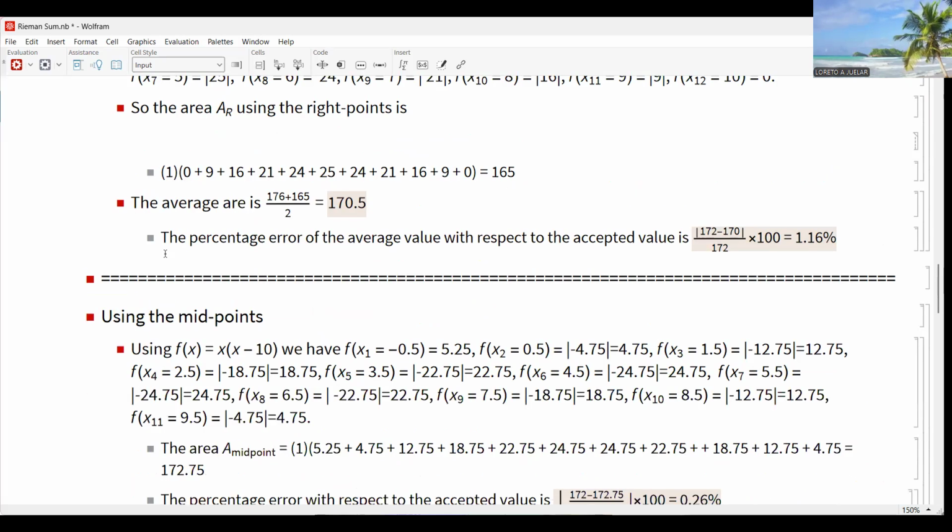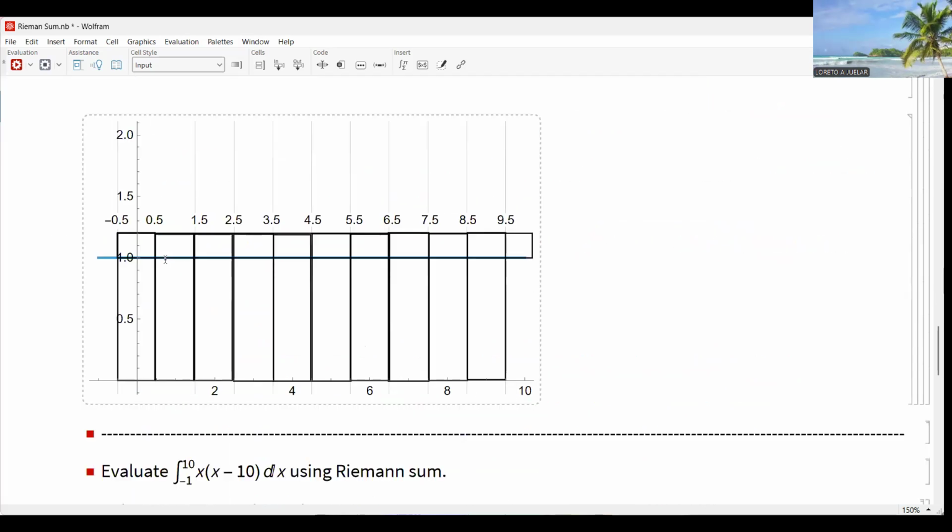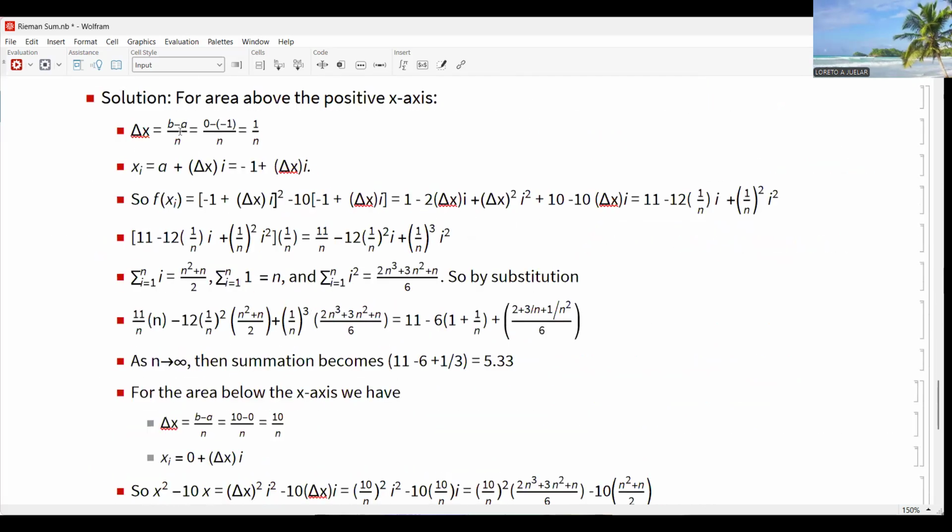We needed to express the area above the x-axis in absolute value. So that's already positive. Okay, so our delta x is b minus a over n. So 0 minus negative 1 equal to 1 over n. So this is our delta x. Our xi is a plus delta x times i. So we have to express this in terms of xi here. So a is equal to negative 1 here.